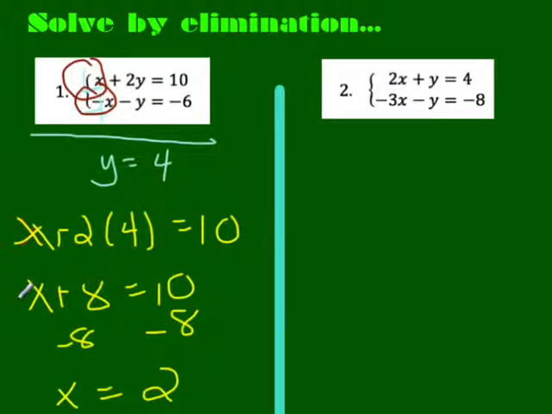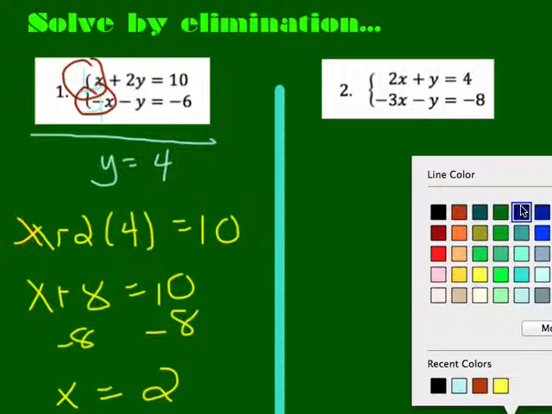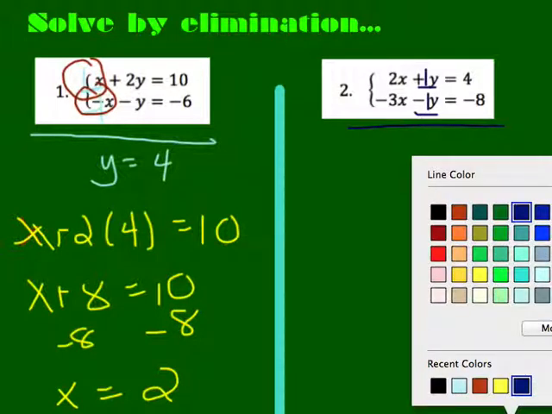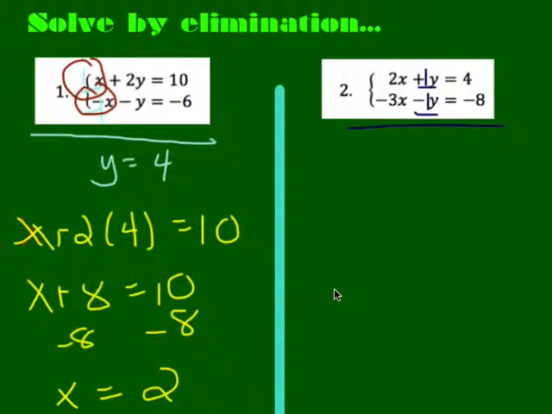Take a look at number 2. Now I notice I want to focus on my y's. I have a negative y here and a positive y here. So I have the same coefficient, that's the number on the outside. The number on the outside is the same, the 1, and then it has opposite signs. So I can go ahead and add down the columns. 2x minus 3x, that's going to give us a negative x. Our y's are going to cancel. And then 4 minus 8 is negative 4.